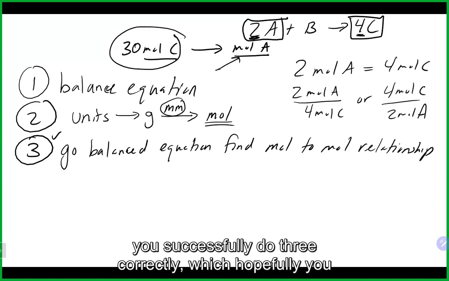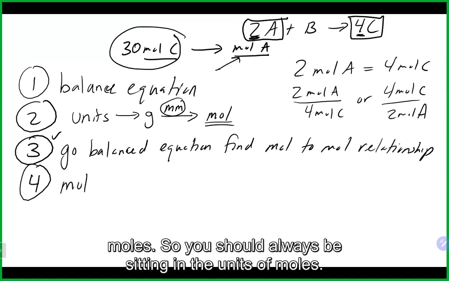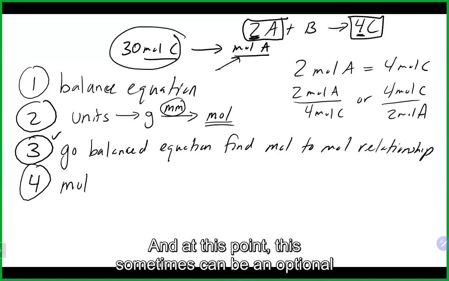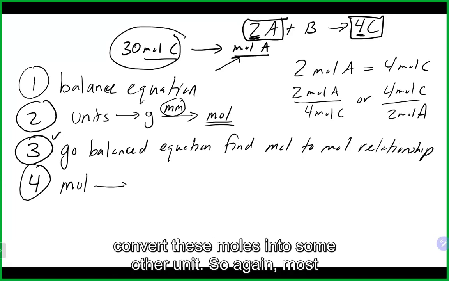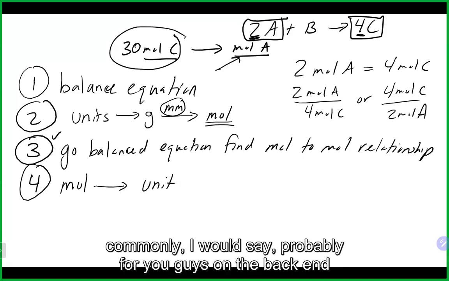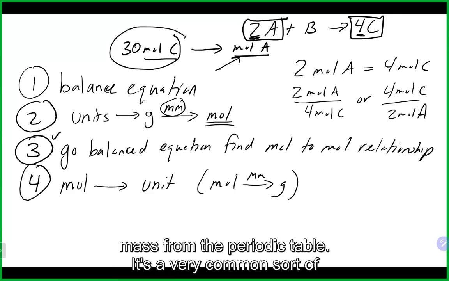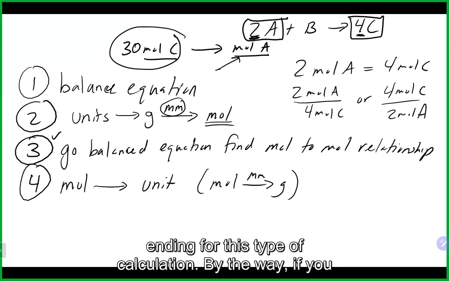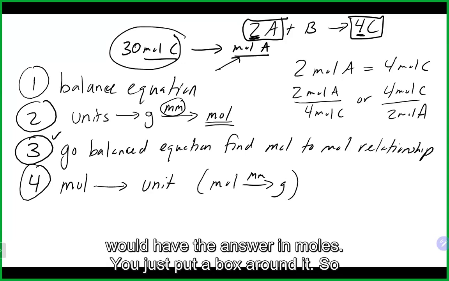If you successfully do 3 correctly, which hopefully you will, you should always be at this point in the units of moles. And at this point, this sometimes can be an optional step, or it may be a step that you need to do. You want to convert these moles into some other unit. Most commonly, for you guys on the back end here, maybe moles back to grams, using the molar mass from the periodic table. It's a very common ending for this type of calculation. By the way, if you were asked for just moles, you'd be done after 3 because you would have the answer in moles. You just put a box around it.